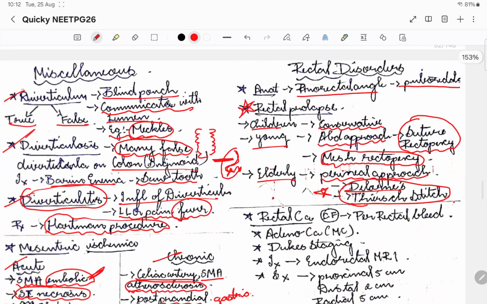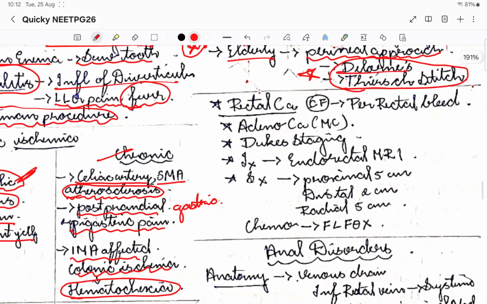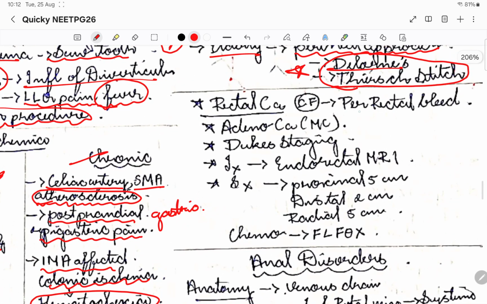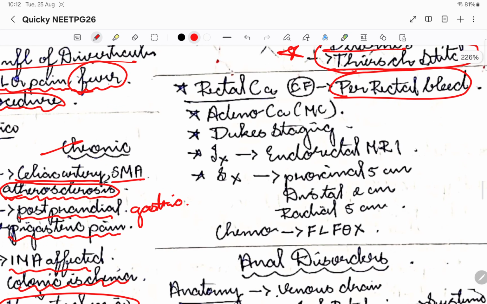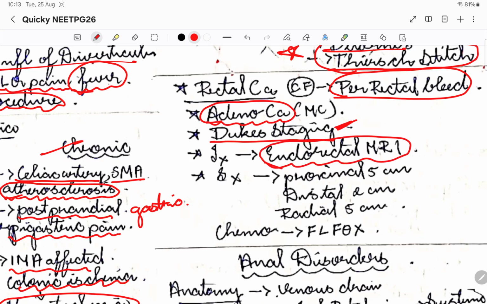Okay, so then moving on to rectal cancer. The clinical feature will be per rectal bleed. Okay, hematochezia can be seen. Then adenocarcinoma is the most common type of carcinoma with respect to rectal cancer. So there is a staging that is done for rectal cancer. Based on staging only, we are going to manage. So basically Dukes staging is what we do. Investigation is endorectal MRI. Okay, endorectal MRI is done, and we'll do the staging of it. Okay, stages are based on endorectal MRI.